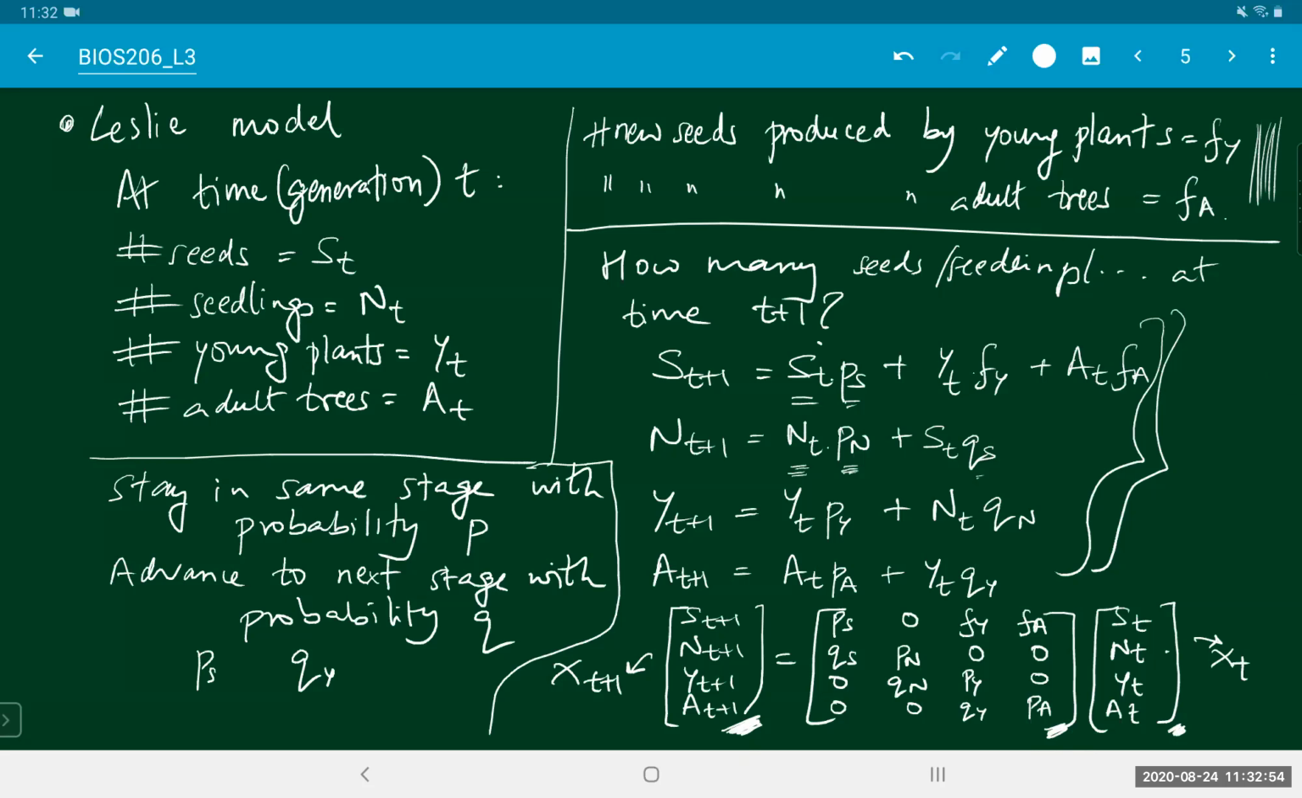Any questions? This is just one example. There can be numerous other examples of uses of vectors in biology.